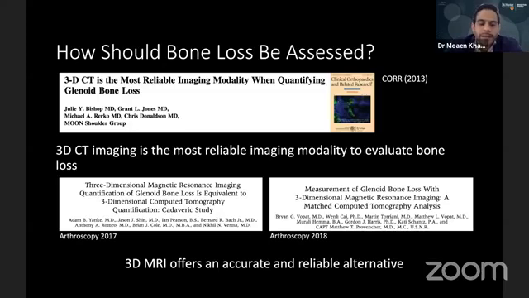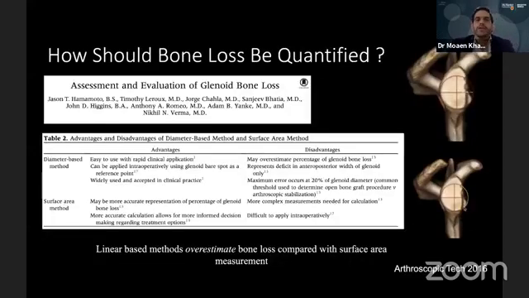Now, there is a lot of interest in 3D MRI. So if your institution has this available, there are a number of publications that have come out recently to show that this is an accurate and reliable alternative. If you're able to save a patient some radiation with a 3D MRI, I think that is another very reasonable option. So once you identify bone loss, how should we quantify it?